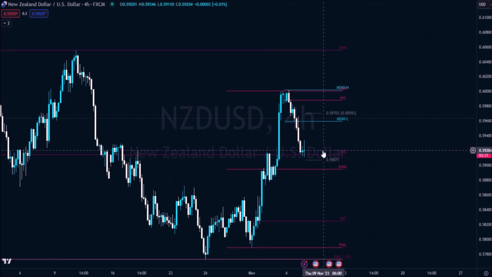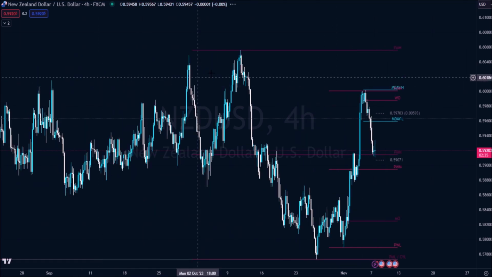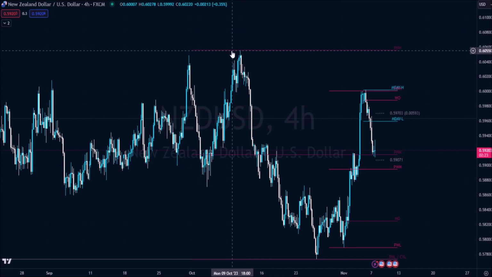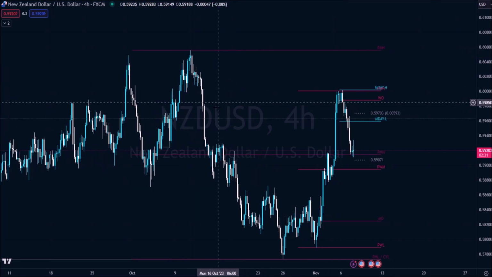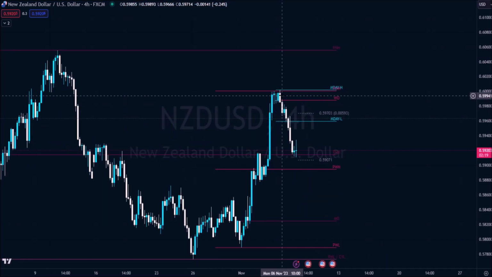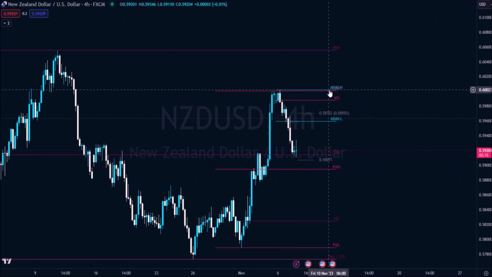Hopefully we can get a pullback straight into this Monday high, previous weekly high. Or if we even go higher to this previous monthly high, then I'll be looking for sales. But the first opportunity to look for sales would be this previous weekly high if we do get a pullback into there. So let's take a look at Aussie.